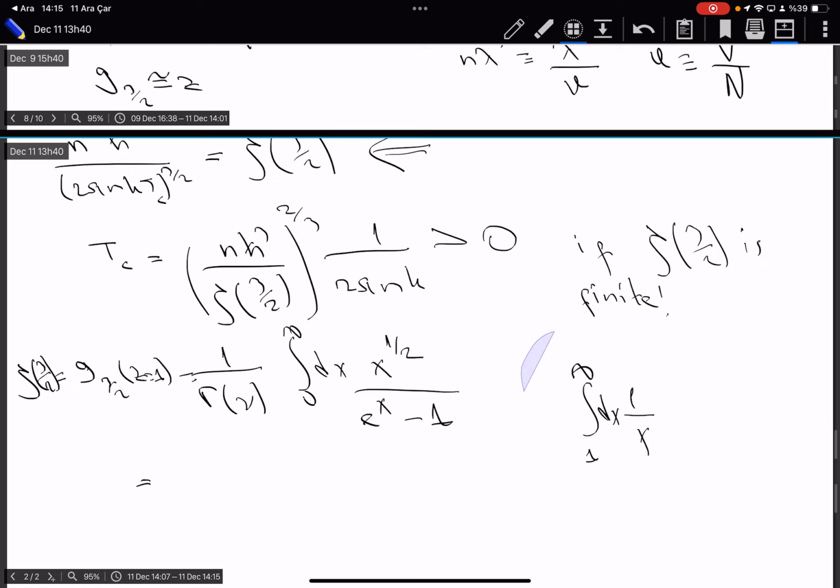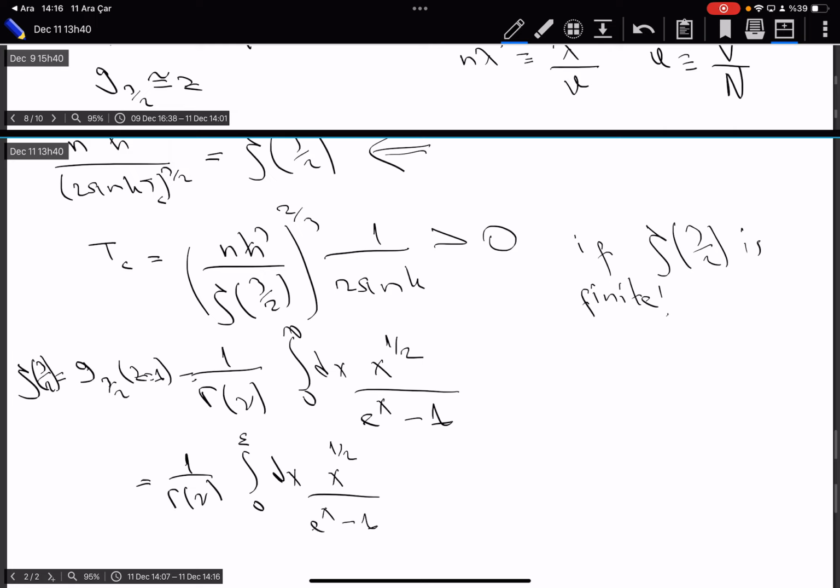So let me write this integral. Okay, so I know that I might have a problem around x equal to 0. I know that I might have a problem since the integration range is infinite. So let me write it in this form. From 0 to some epsilon. Well, here the range of integration is finite, but it is concentrated close to 0. So this might diverge because the integrand diverges close to 0.